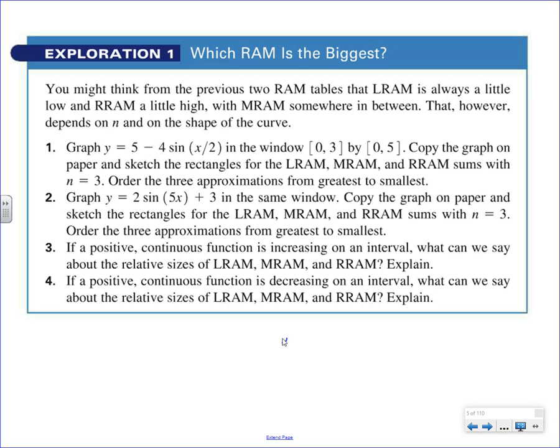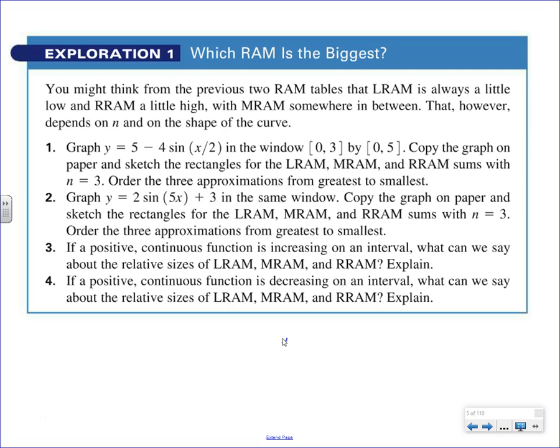If you see RAM, LRAM, RRAM and MRAM, can you figure out what's going on? What are those letters? Left, right, and middle. L is for left, R is for right, M is for middle. What's RAM? Riemann approximation method. So Riemann approximation is basically what's going on if you see that.